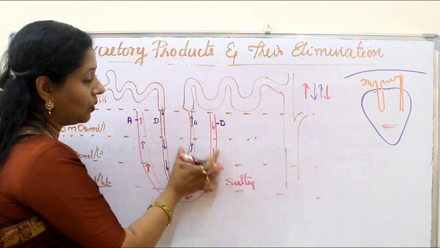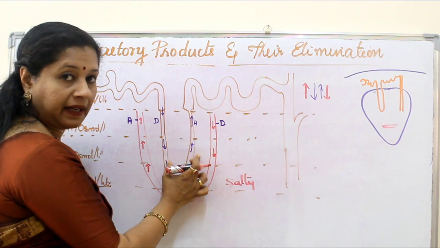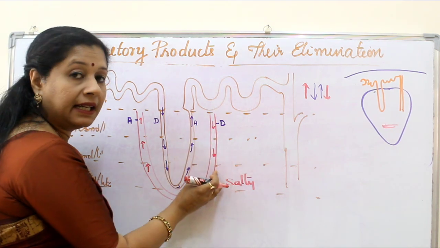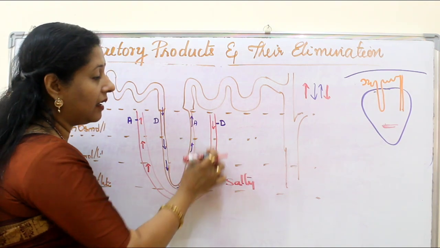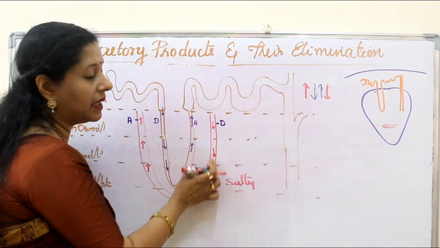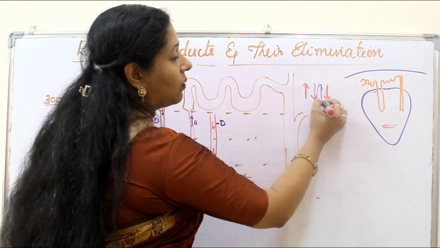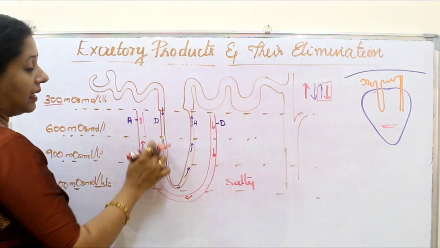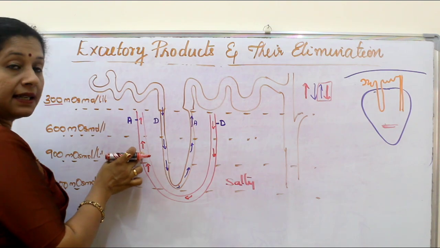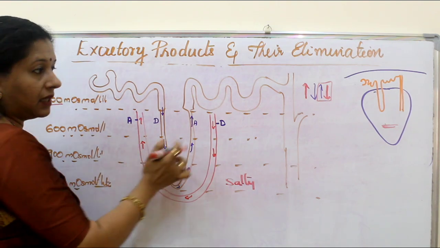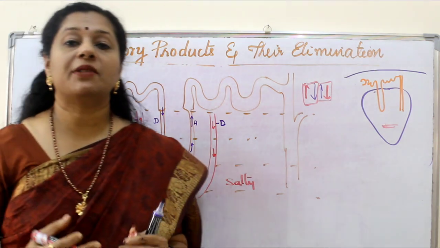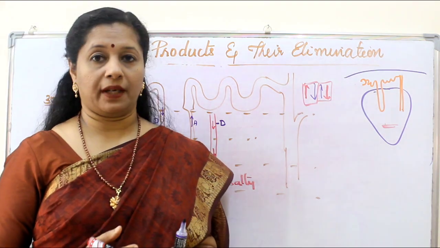Now look at these two. The ascending limb of the loop of Henle, which is near the descending limb of the vasa recta, they are in counter current. Here filtrate is going up, here blood is coming down. So these two are also in opposite directions. The same way, the descending limb of the loop of Henle and the ascending limb of the vasa recta, which are close together, are also counter current. So everywhere there is opposite flow, and this helps in the concentration of urine.